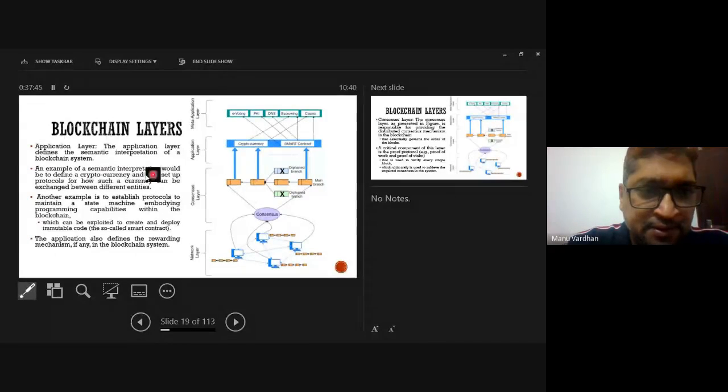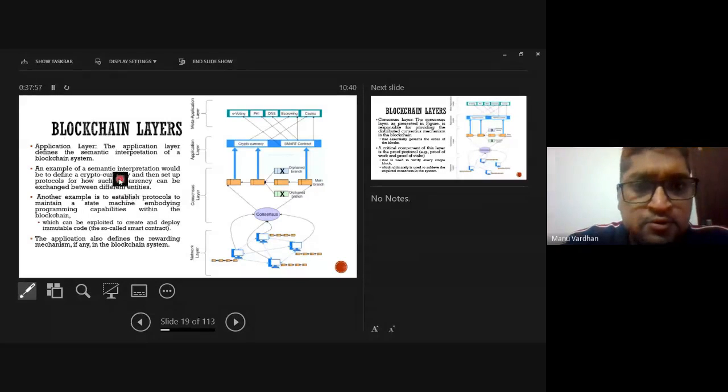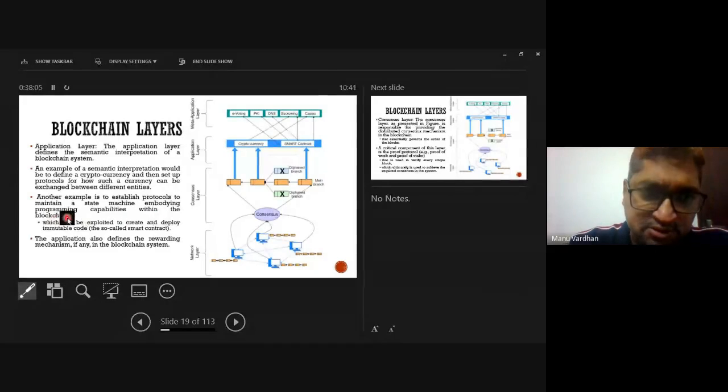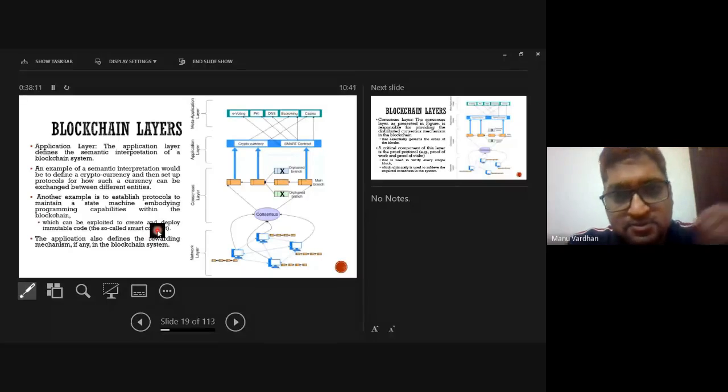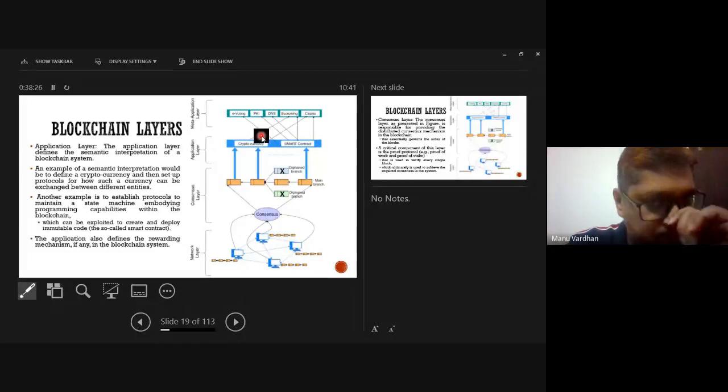An example of semantic interpretation would be to define a cryptocurrency, then set up a protocol for how such a currency can be exchanged between different entities. Another example is to establish a protocol to maintain a state machine embodying programming capabilities within the blockchain, which can be exploited to create and deploy immutable code, the so-called smart contract. These are the two examples which run on the application layer, and which provide support to the topmost layers.